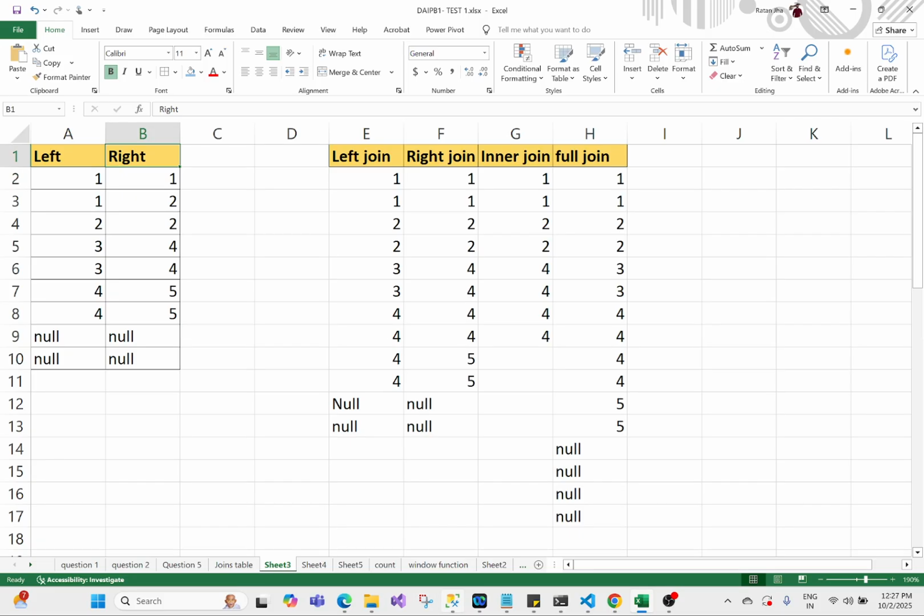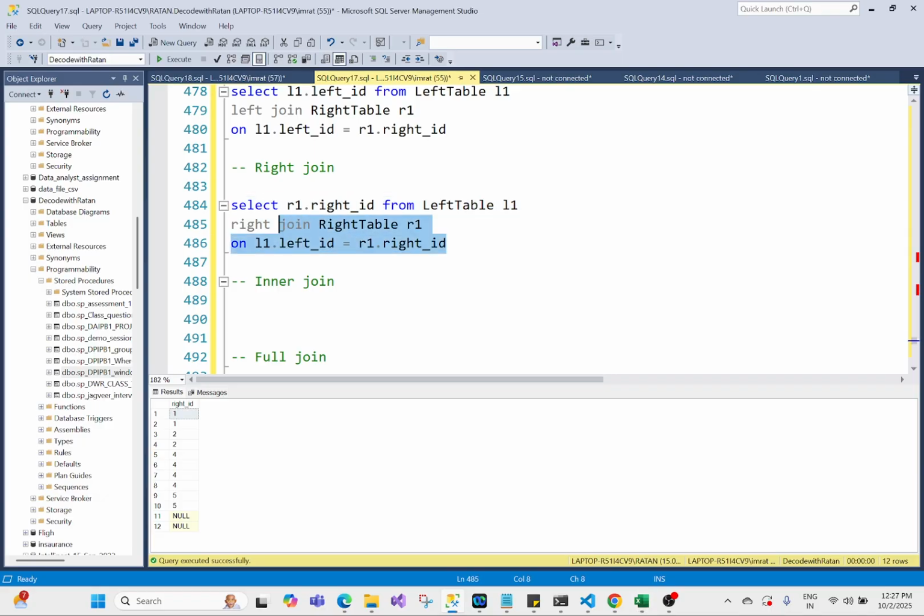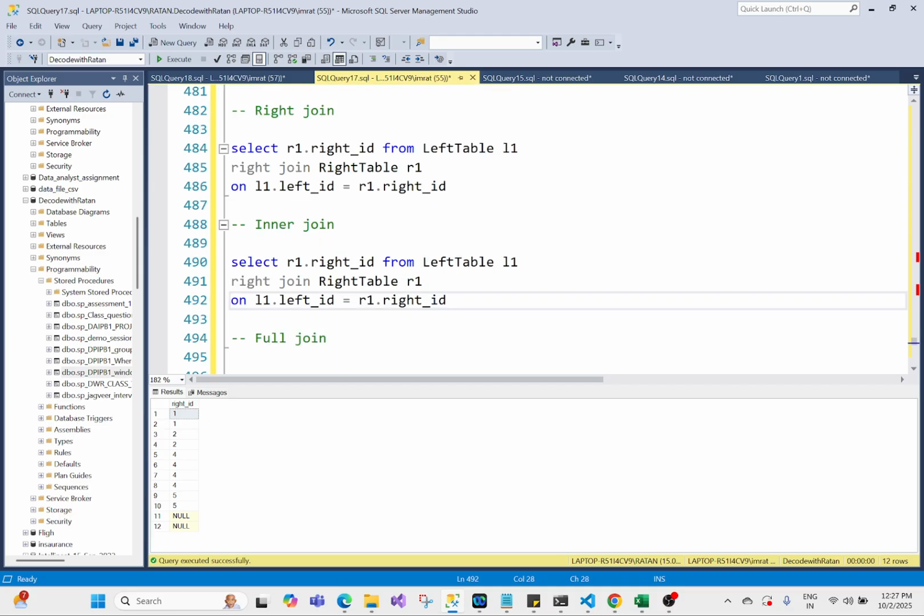Okay, let's move to the SQL. Now we are writing the inner join query. For inner join, instead of right, I am writing inner, and for this one, just take both the rows. Okay, left and right.